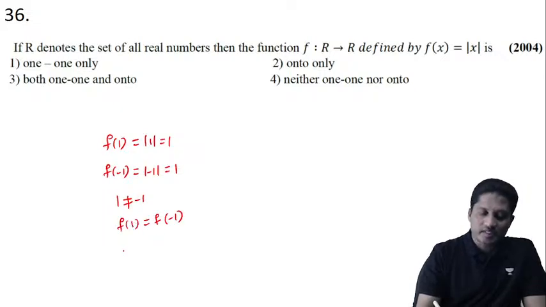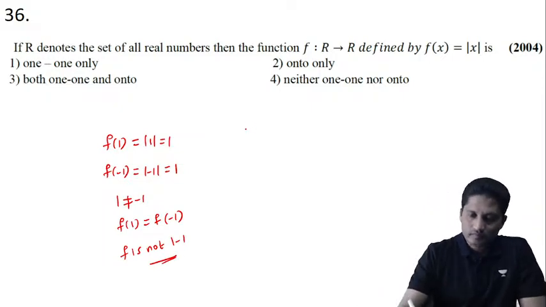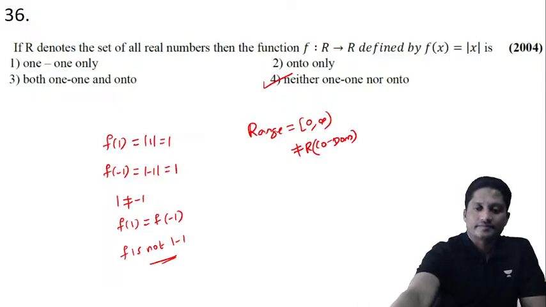Different inputs are having the same output, therefore f is not one-to-one. This you've done in NCERT only, guys. Mod function is neither one-to-one nor onto. And the range of the mod function is the closed interval 0 to infinity. Mod cannot be negative. This is not equal to R, that is the codomain. So it is neither one-to-one nor onto. Answer is option D.